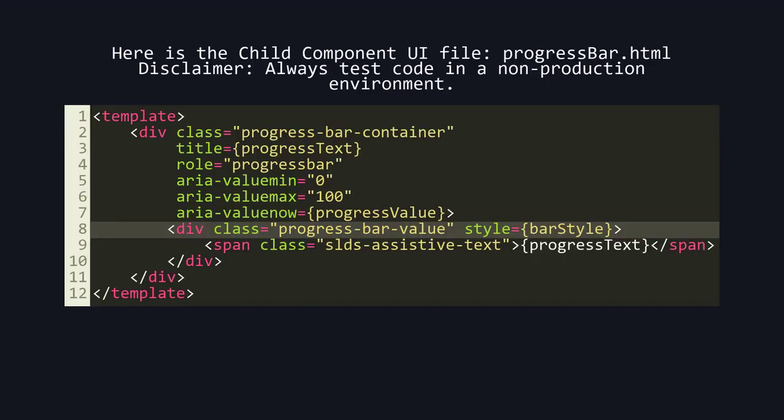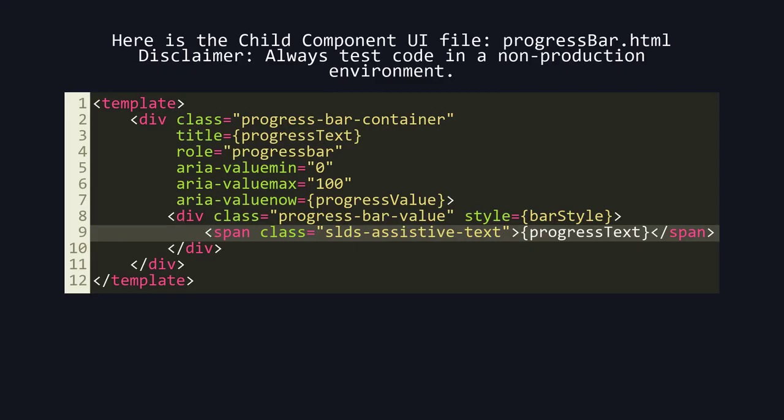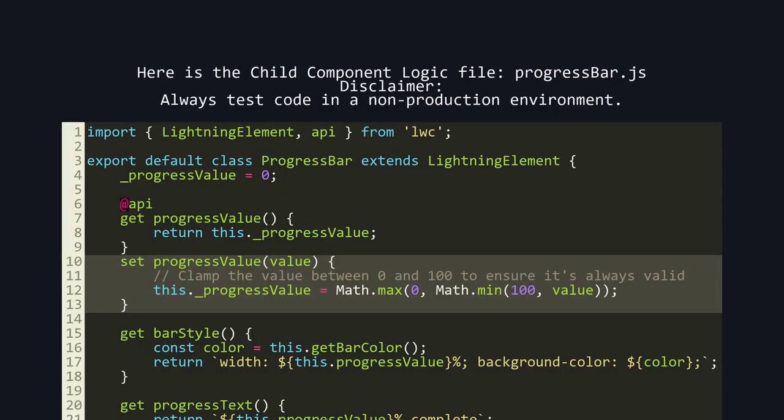This is the actual bar that grows and changes color. Its style attribute is directly bound to a getter in our JavaScript, which is the core of LWC's reactive UI updates. Including assistive text provides a human-readable percentage for screen reader users, which is more descriptive than the ARIA-value attribute alone. Here is the child component logic file, progressbar.js.